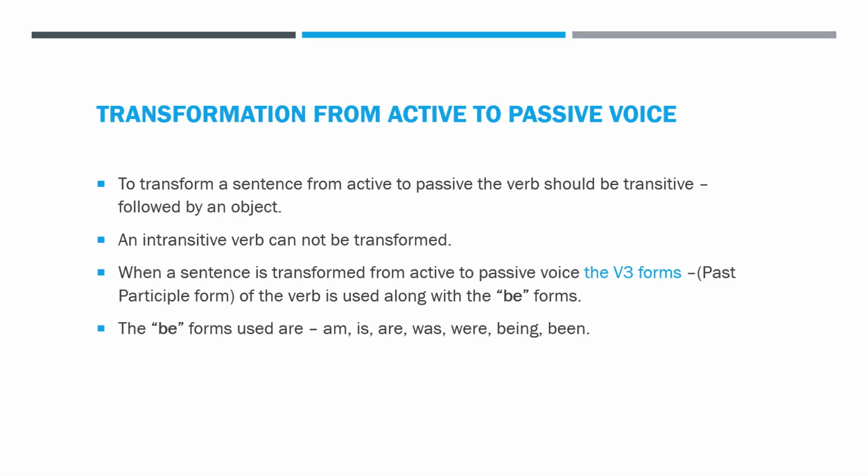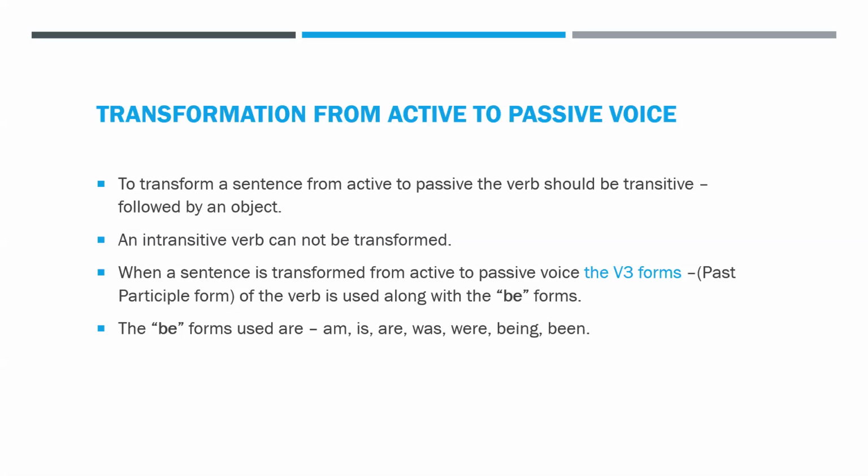When a sentence is transformed from active to passive, we will use all the V3 forms, along with other helping verbs or linking verbs. So you have to be thorough with all the V3 forms of the action verbs, the main verbs. And also you have to be thorough with the different be forms, like you remember am, is, are, was, were. Then you also have being, B-E-I-N-G, and then been. These are the different forms of be.